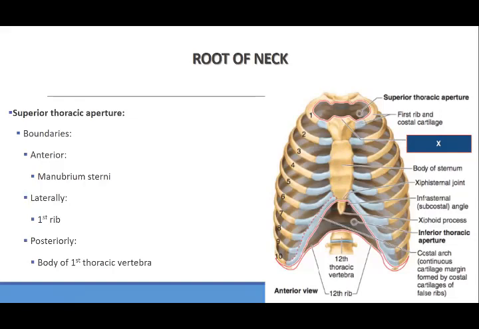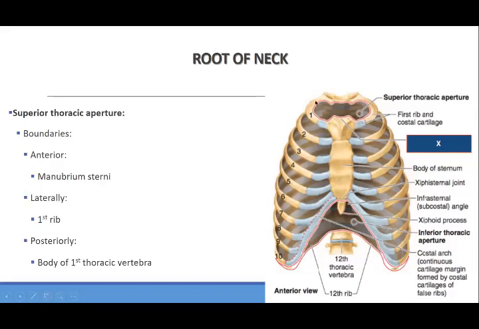Okay, let's start with the new topic, today's topic, and that is the root of the neck. The root of the neck is also called the superior thoracic aperture. Both are one and the same thing. By the root of the neck or the superior thoracic aperture, I mean those structures that enter from the neck and go into the thorax, or in reverse, from the thorax go into the neck.